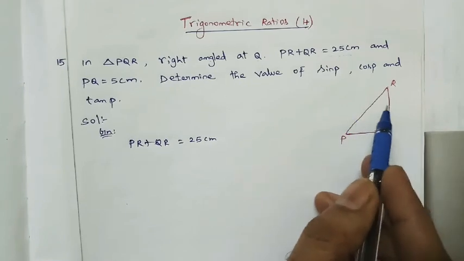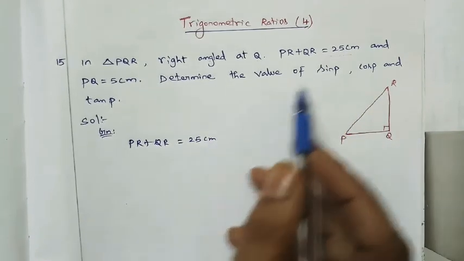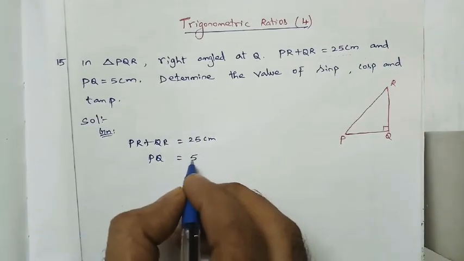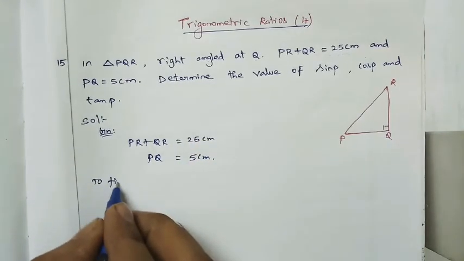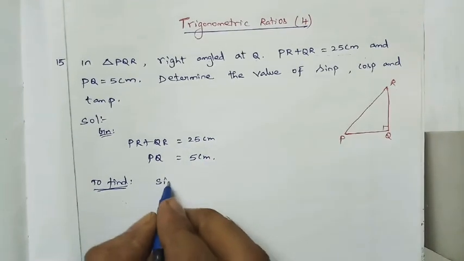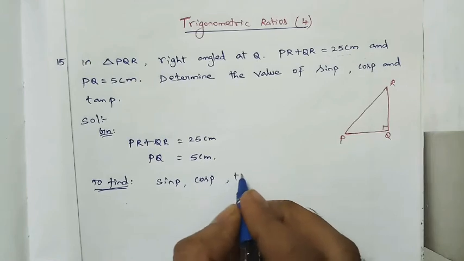The sum of the two sides of the triangle is nothing but PR plus QR is equal to 25 centimeter, and PQ is equal to 5 centimeter. What do we want to find? Determine the value of sin P, cos P and tan P.